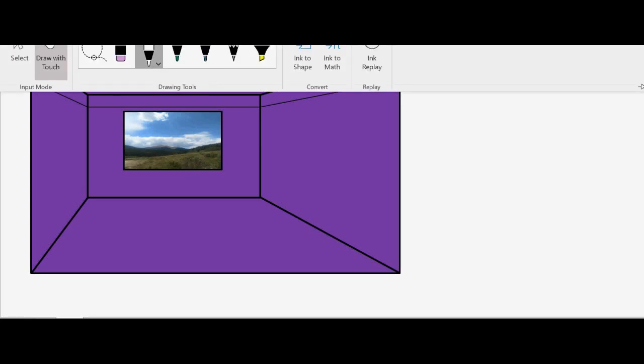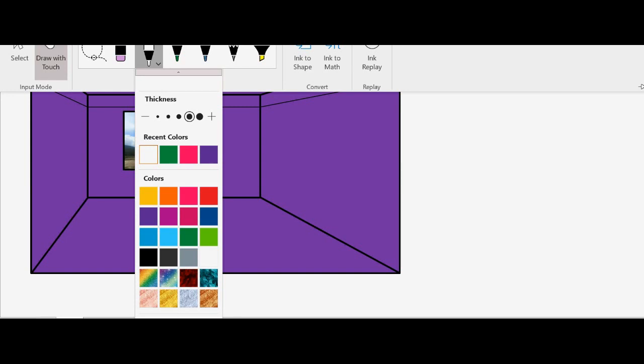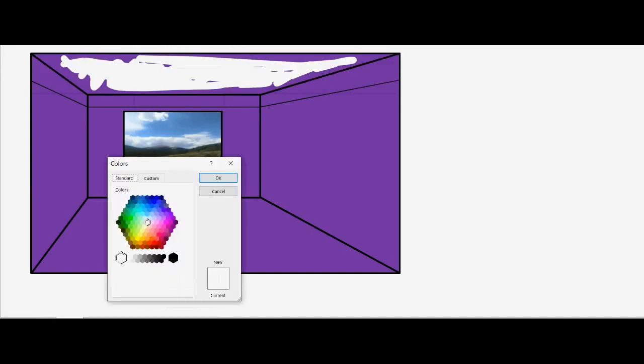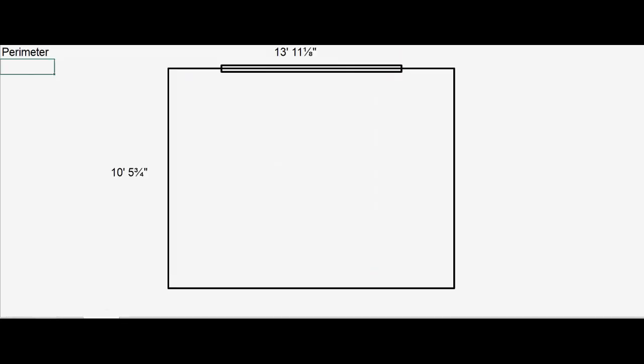I also want to put some wallpaper trim along the top of the wall to kind of brighten it up. So some yellow trim around the top of the wall. I need to figure out how much of that I'm going to do.